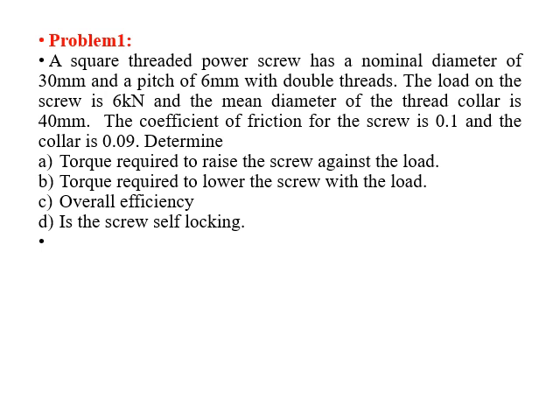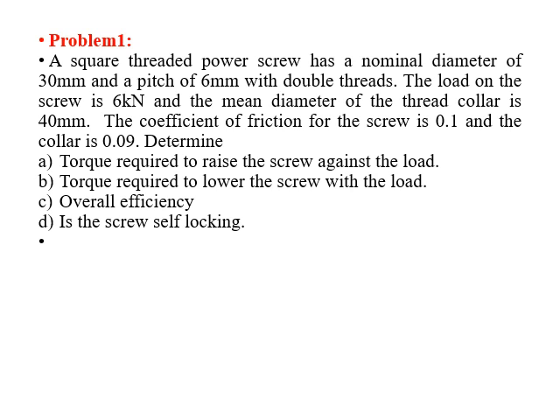So look at the problem. A square threaded power screw has a nominal diameter of 30 mm and a pitch of 6 mm with double threads. The load on the screw is 6 kilonewtons and the mean diameter of the thread collar is 40 mm. The coefficient of friction for the screw is 0.1 and for the collar is 0.09. Determine first, the torque required to raise the screw against the load. Second, the torque required to lower the screw with the load. Third, the overall efficiency. Fourth, whether this screw is self-locking. So we need to check that.